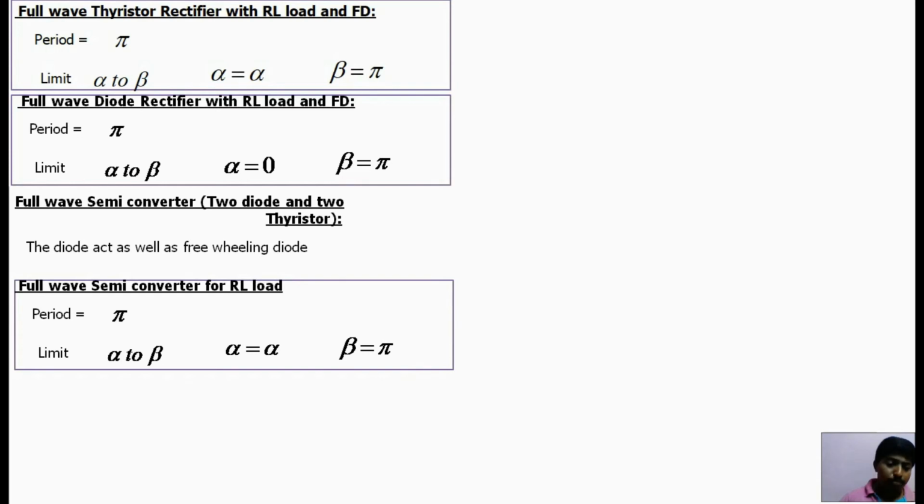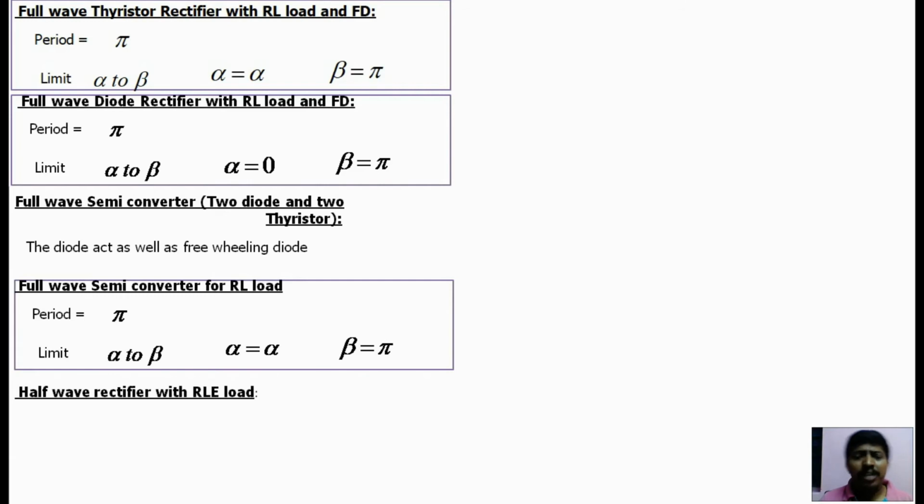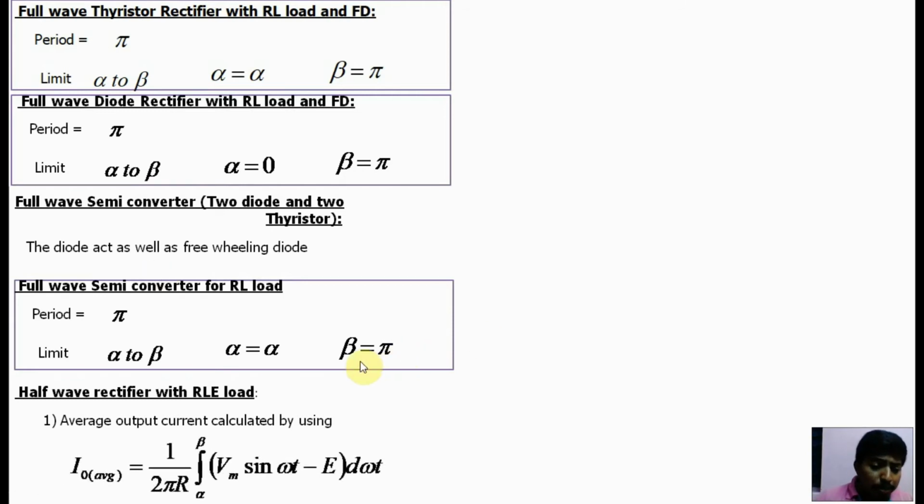Next, for RLE load, there is a trick to solve this problem in the easiest manner. Instead of finding the average output voltage first, you should find the average output current. Then the solution for this problem will be the easiest one. So if the RLE load is given, the first step is to find the average output current instead of average output voltage. So the average output current is equal to, here period for half wave rectifier is 2 pi, so 1 by 2 pi, limit alpha to beta.